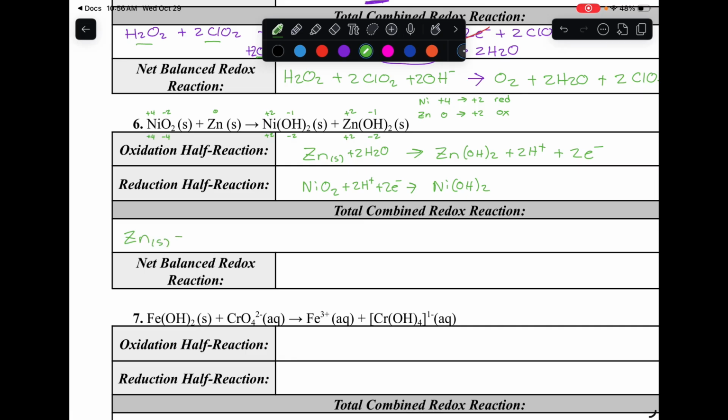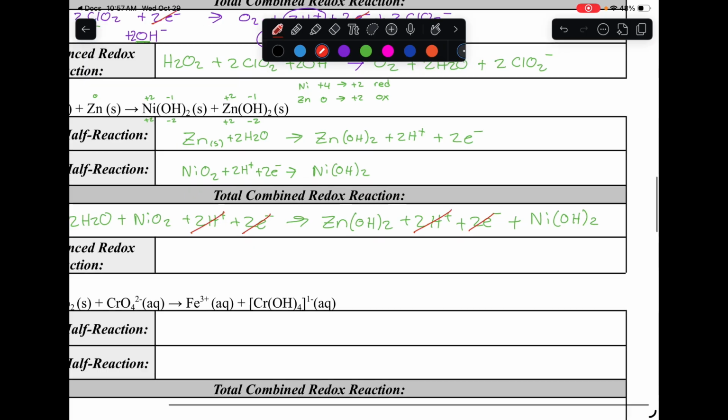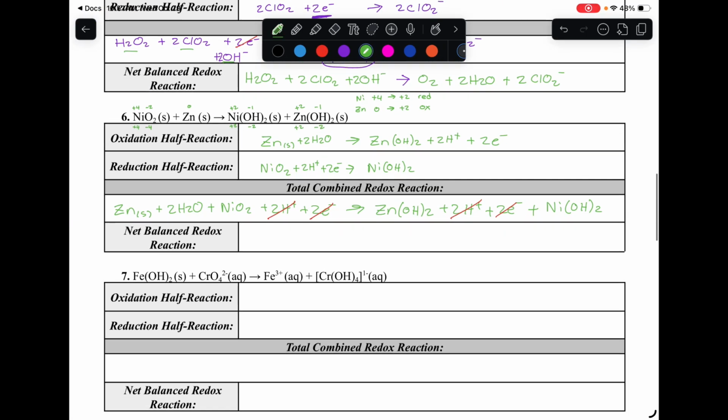Zinc solid plus 2H2O plus nickel oxide plus 2 hydrogens plus 2 electrons. And then we have on the product side zinc hydroxide plus 2H plus 2 electrons plus nickel hydroxide. We get to cancel not only the 2 electrons, but also the 2 hydrogens on each side, which then makes our next step easy because all the hydrogens are going to already be canceled, and we don't need to do that extra step at the end.